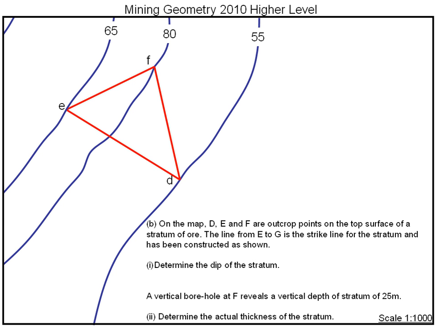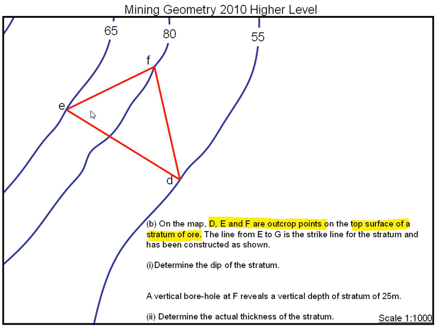So if we come back to the question here, if you get a highlighter and highlight the important part. D, E and F are outcrop points. So the 3 of those are outcrop points. And they're on the top surface of a stratum of ore. So they're on the top surface. The line from E to G is the strike line. We have to get that yet. Determine the dip.